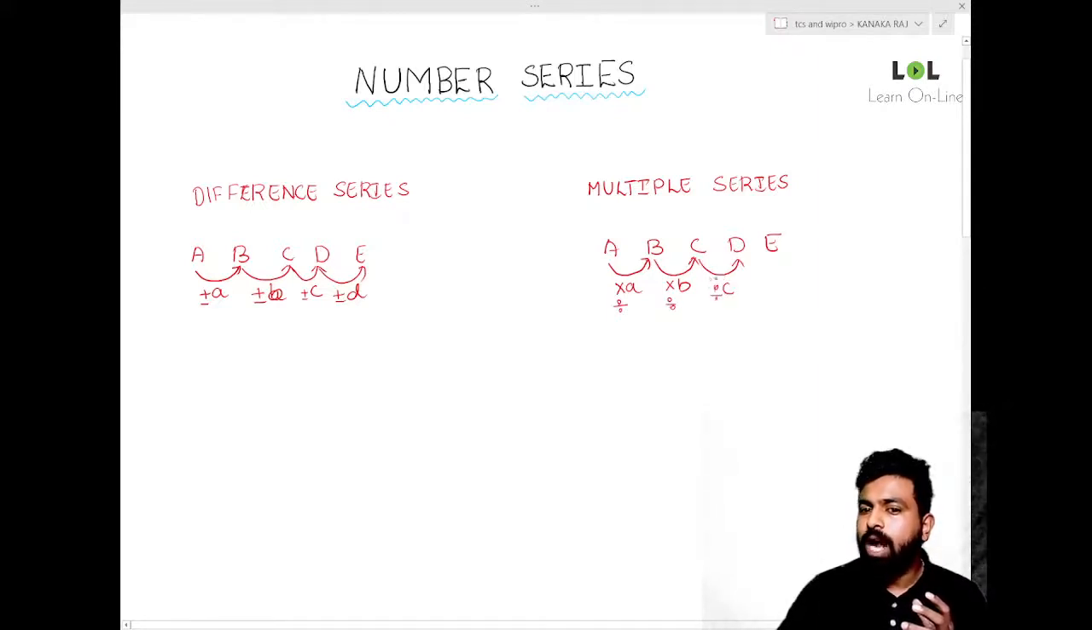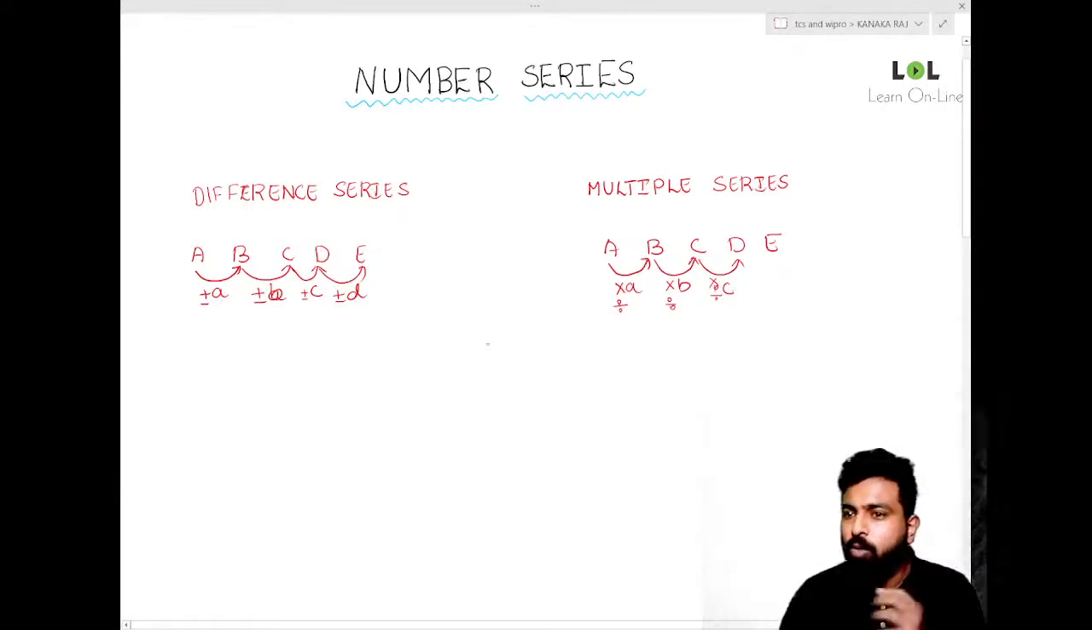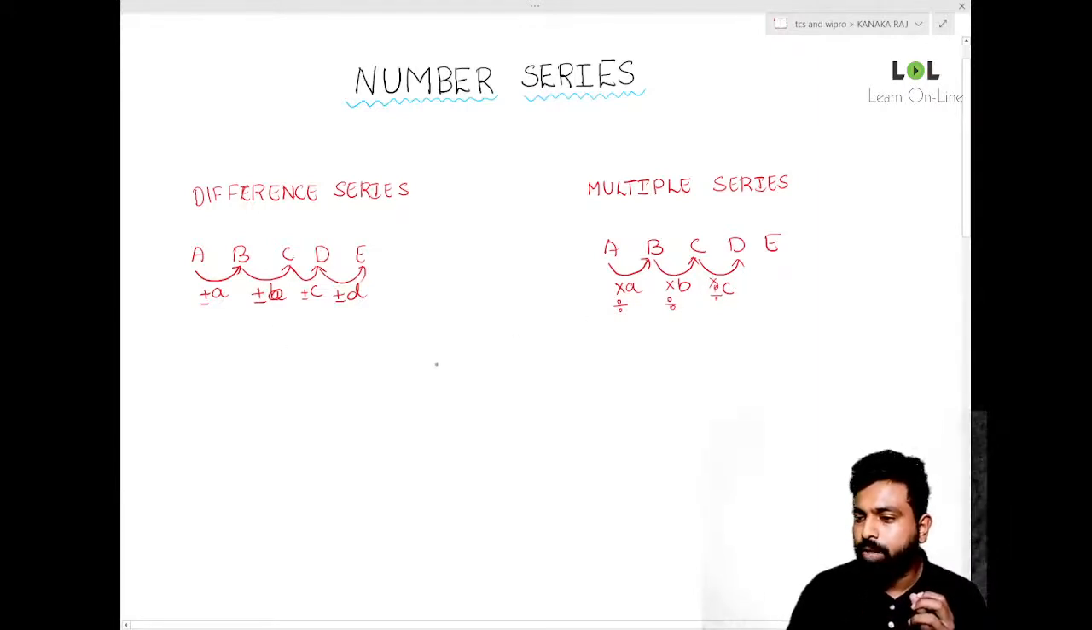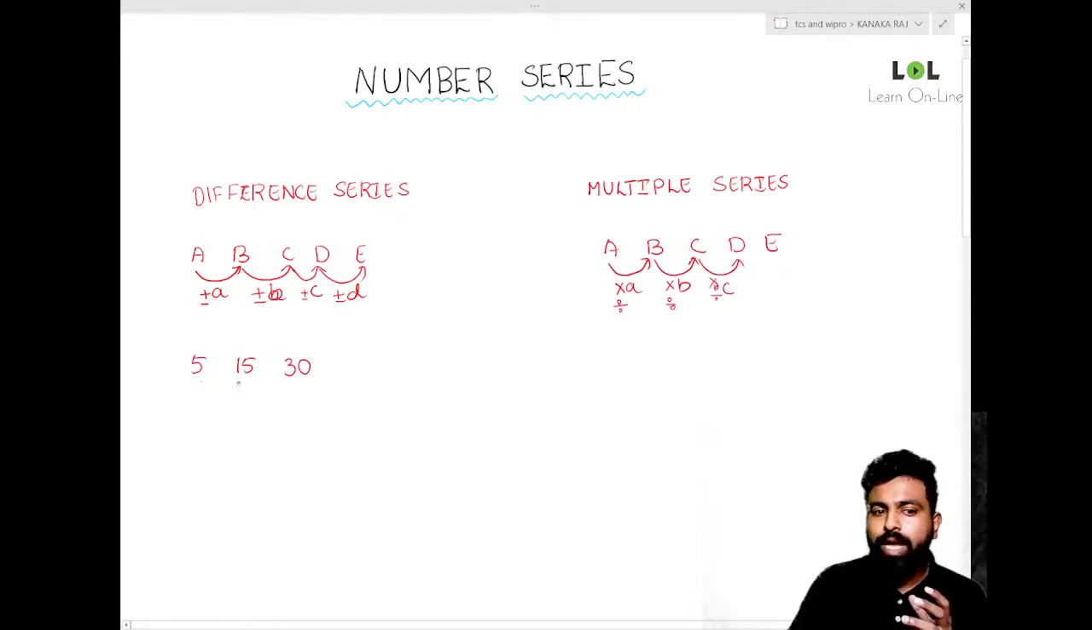For people who haven't understood yet, let me take up an example for both of these. Let me take a number 5. Let me add 10 to this number. If I add 10 to 5, what do I get? 15. Now I'll add 15 to this. What do I get? I get 30. Then what am I doing? I'm adding 10 to this. Next, I'm adding 15 to this. Next, I'll be adding 20 to this. If I add 20, what do I get? I get 50. This is my difference series.